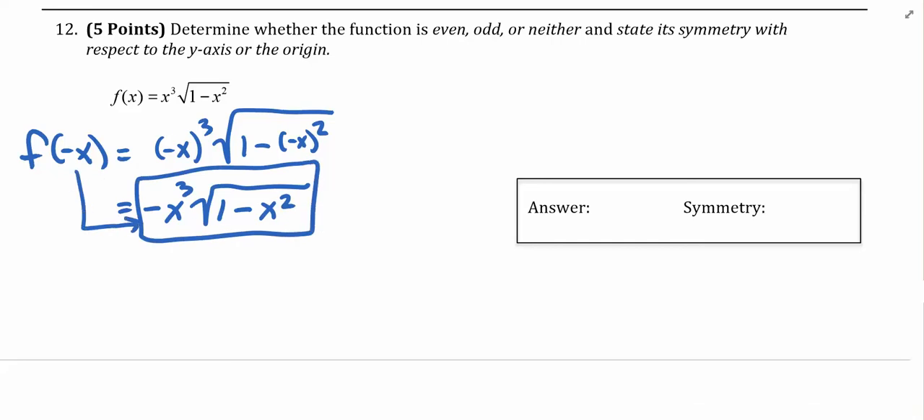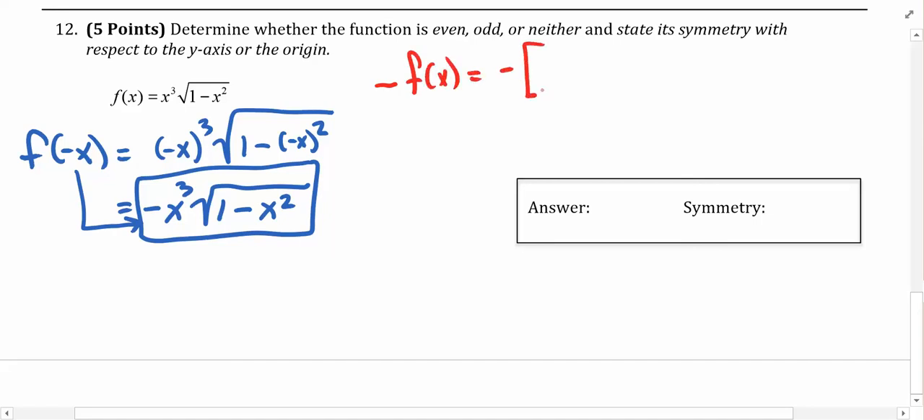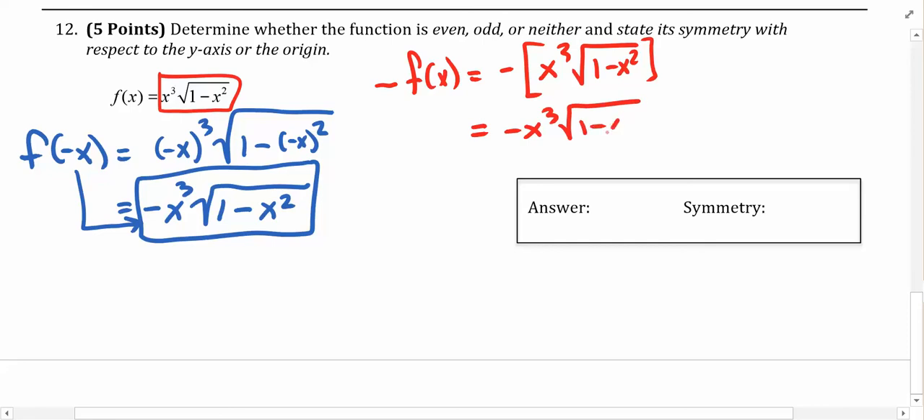Now in a different color, I want the negative of f of x. Well, that would mean put a negative in front of the entire expression, which is right here. So I want x cubed times the square root of 1 minus x squared. Now, just multiply the negative through, because that's what that says, right? It's just going to be negative x cubed times the square root of 1 minus x squared.